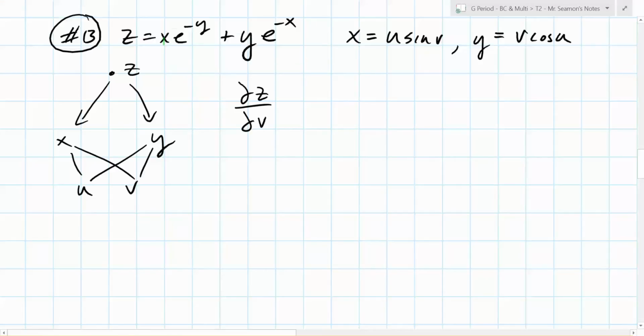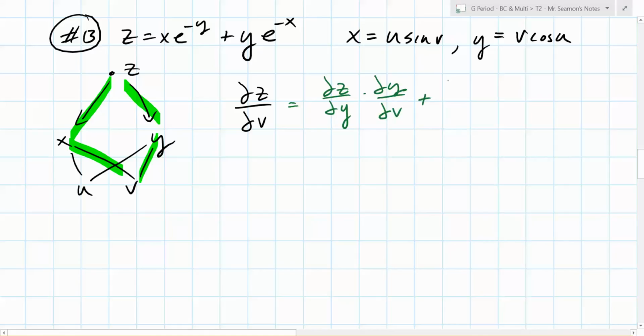So what do you do? You trace out the paths from z to v. So there's one and there's the other, right? So what is this going to be equal to? It's going to be equal to partial z, partial y, times partial y, partial v, plus partial z, partial x, partial x, partial v. Oh, these aren't partials anymore, right? Oh, no, they are partials. They are partial because there's multiple choices. Yeah, sorry. Which ones are d's and which ones are partials?